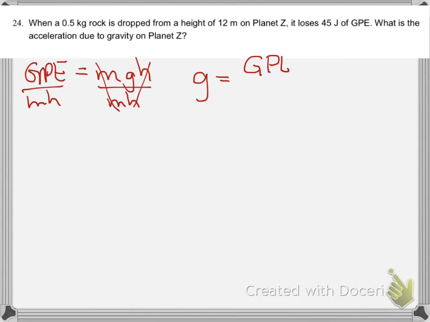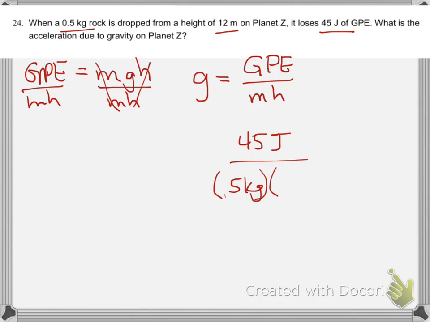So we will have g equaling our GPE divided by mh. We have our GPE of 45 joules, we have our height of 12 meters, and we have our mass of 0.5 kilograms. So we're able to plug in. So we have 45 joules divided by 0.5 kilograms times 12 meters. And when we do this calculation, we find out that our g is equal to 7.5 meters per second squared.